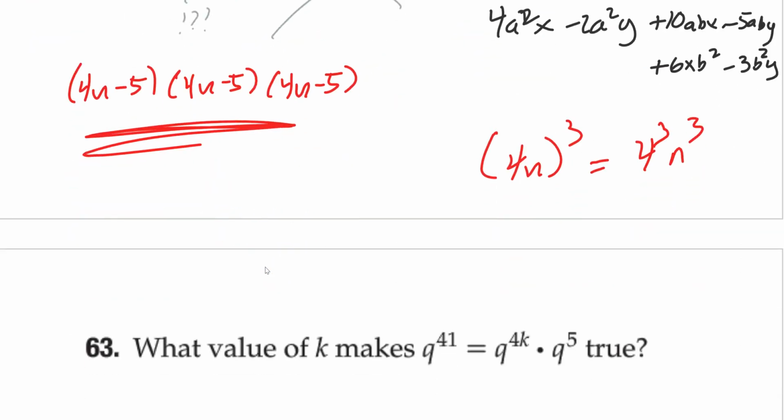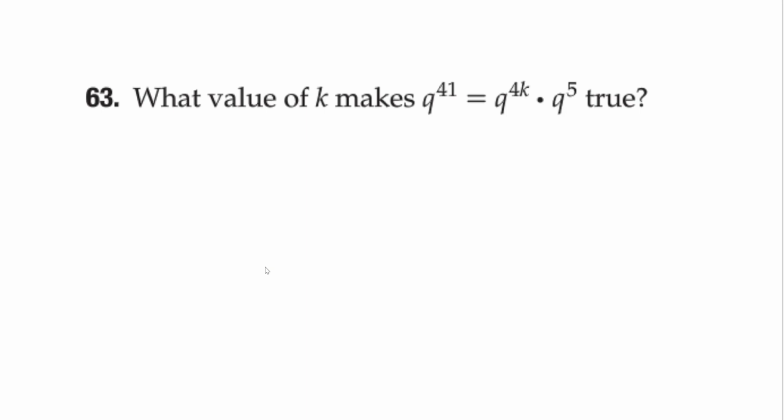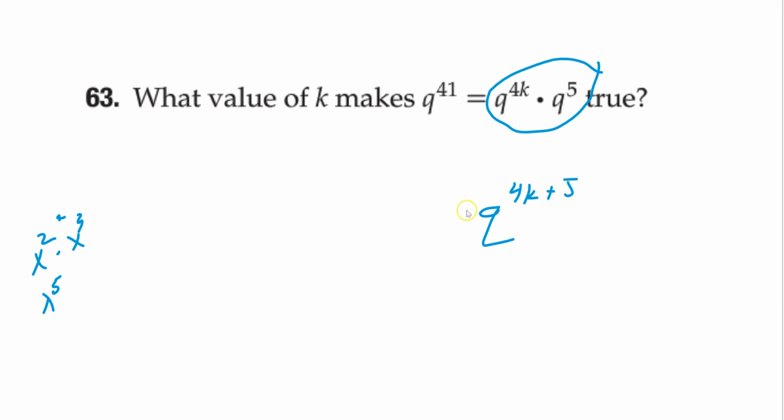Okay, let's see what's next. Oh, we're almost done. Last problem. What value k makes this true? Use our rules to do this. So first, let's look at this. We're trying to find what k is. Remember, when they're the same base, we just add the powers. It's like if I gave you x squared times x cubed. You're like, oh, x to the 5th. You just add them up. So same thing goes here. It's going to be q to the 4k plus 5.